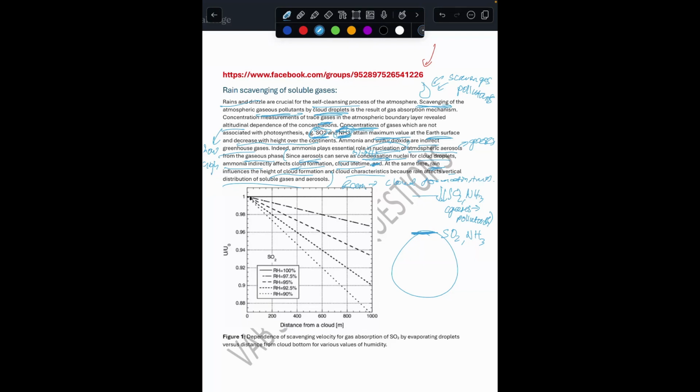about ammonia affecting, first of all, about aerosols helping condensation of the cloud, so going from gas to liquid; ammonia affecting cloud formation; and rain affecting the height of cloud formation and cloud characteristics. So just understand those three. If we need to refer back to it, we can always come back to it. So that's sort of the way you read this, and don't get too caught up.